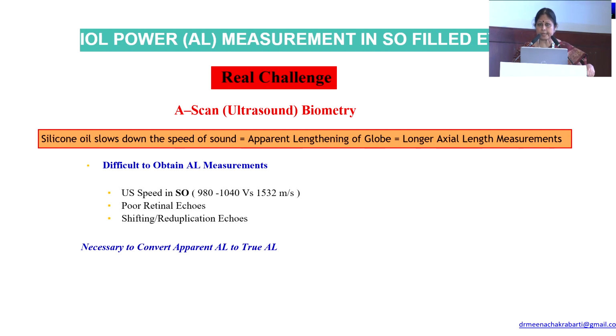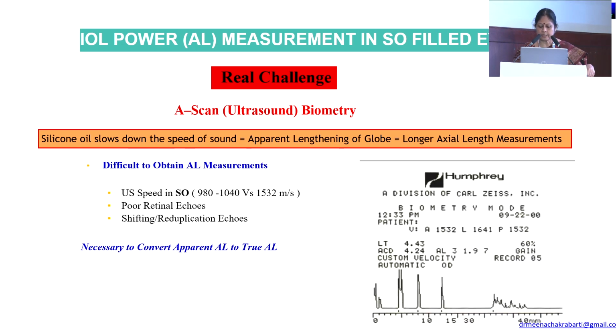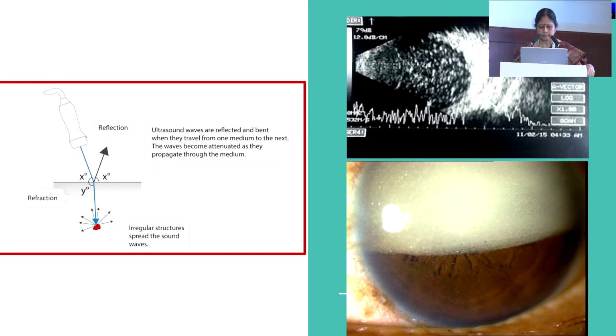We also have to bear in mind the fact that the patient may have emulsification of the silicone oil, which will produce reduplication echoes, and you have poor post-retinal echoes. The necessity to convert the apparent axial length to the true axial length, making adjustments for the speed of ultrasound in a silicone oil filled eye, also has to be borne in mind.